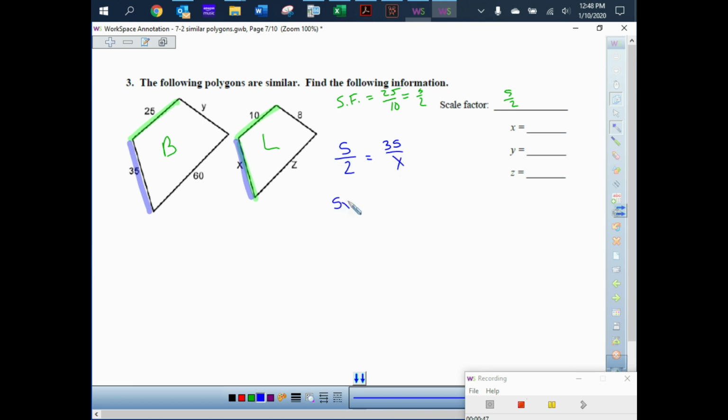So 5x equals 70, and then divide. X equals 14, sorry. All right, yeah, 14. Why don't you pause the video and find y and z. Set up a proportion every time. Start with the scale factor.